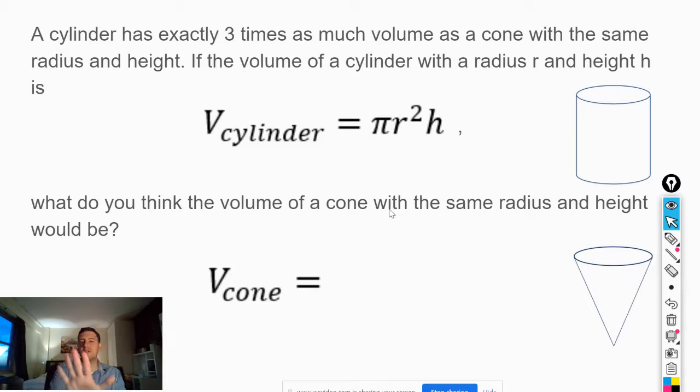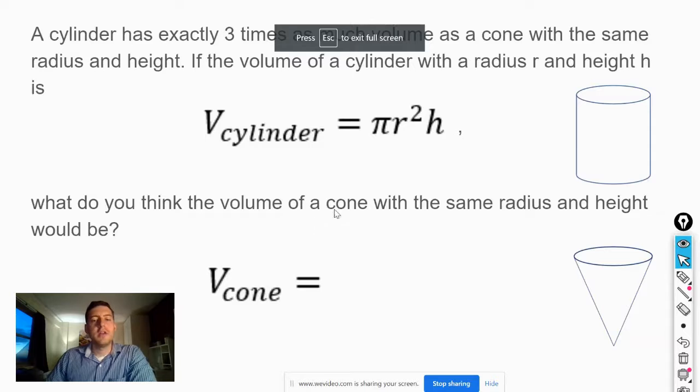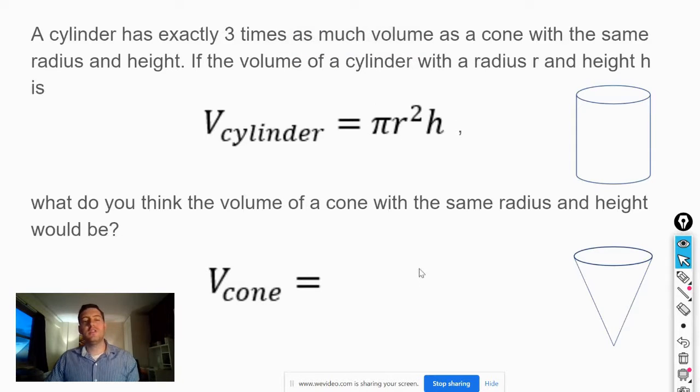By the way, when I say 3 times as large, I mean the volume is 3 times as much. Okay, not that the height is 3 times as much. The height is the same, radius is the same, but you could fit 3 times as many cubic units into the cylinder as the cone. All right, so if this is the volume of the cylinder, then what would the volume of the cone be?